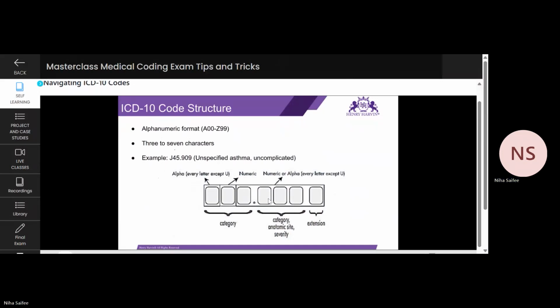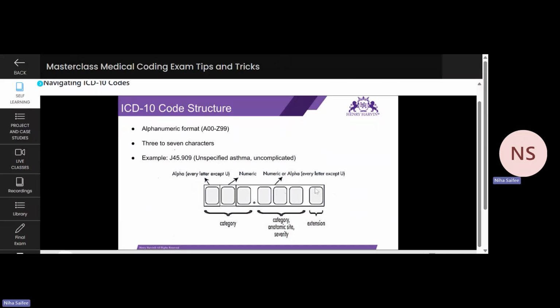Okay. Now the next 3 characters, okay, they can be alpha or numeric. Okay, it can be a number or a letter. So what are these numbers or letters representing? They might represent an anatomic site. They might represent a category. They might represent severity. They might represent a laterality. Okay. So that is your next 3 characters.